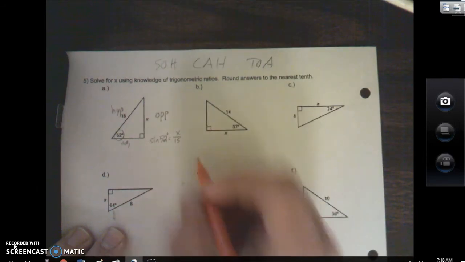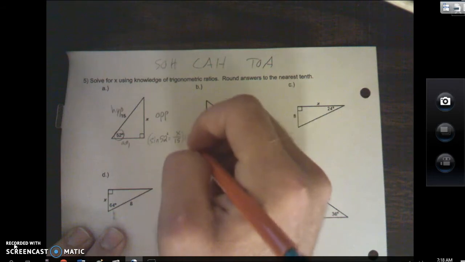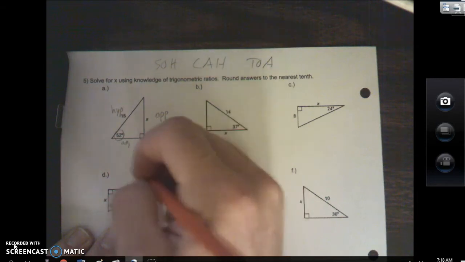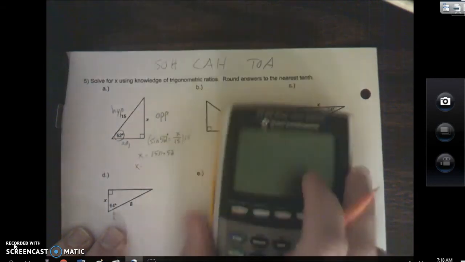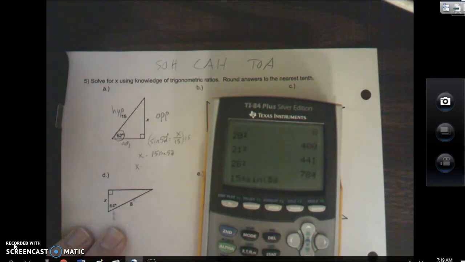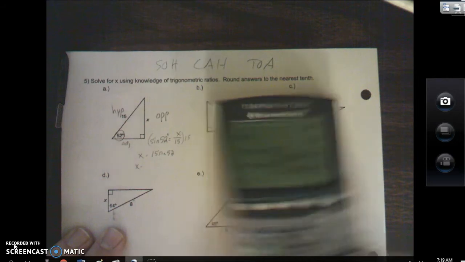I can multiply both sides by 15. X equals 15 sine 52 degrees. So, if I take a look at this, I'm in degree mode. 15 times sine 52. Oops, I should have closed the parentheses. You'll notice the same thing. 11.8.